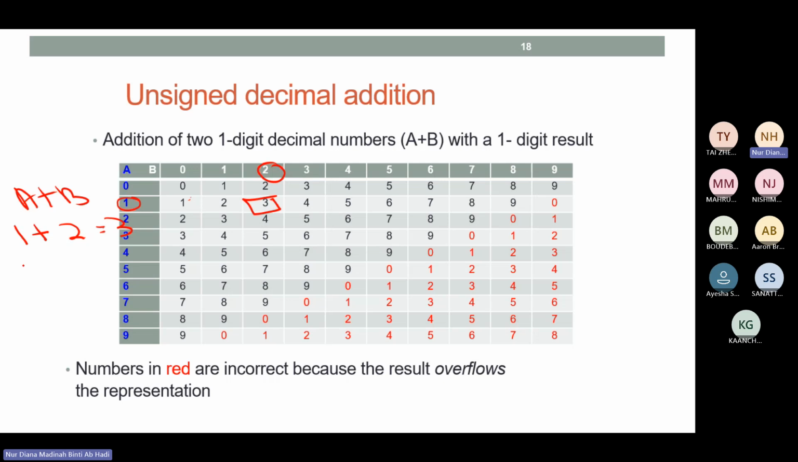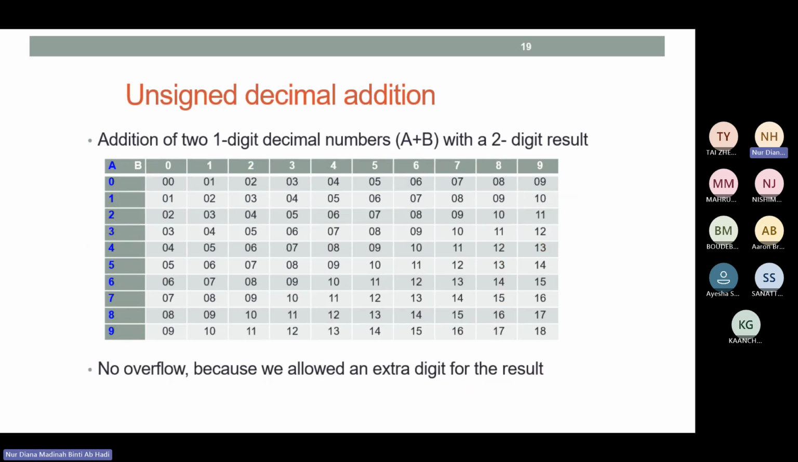So what if our A is 1 and our B is 9? It would be 10. But you see here, the 10 cannot be represented. It puts only 0 because we do not have the second digit. We only have one digit. That's why this one all becomes red, because we have an overflow result that is not being listed out. Therefore, they are having two-digit results by using one-digit decimal numbers.